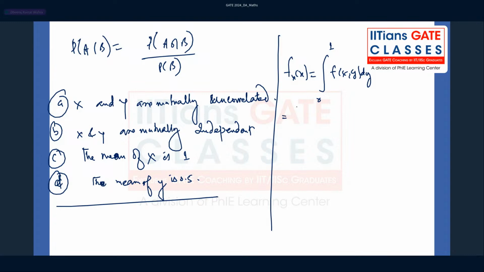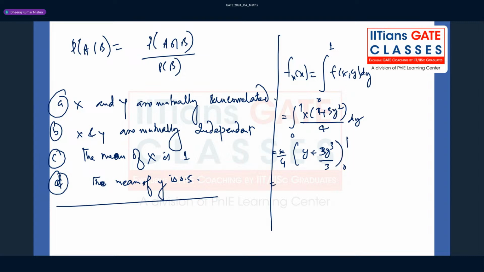So we put 0 to 1, and x times (1 plus 3y squared) upon 4, dy. Treating x as a constant, remember this is very important. You can take x by 4 out, no problem, because that is constant. So here it will be y plus 3y cubed by 3, from 0 to 1. What will it give you, guys? This is going to give us f of x.